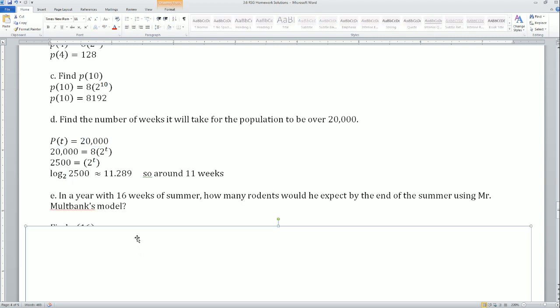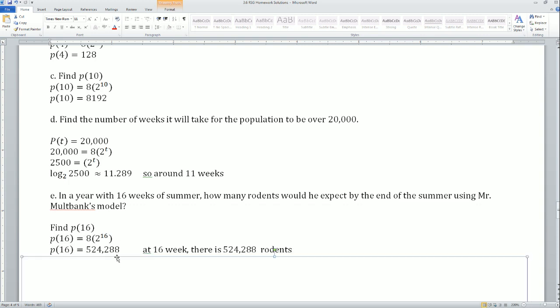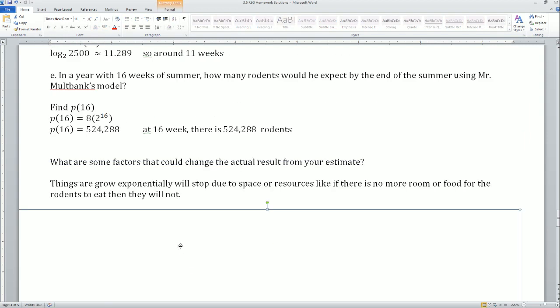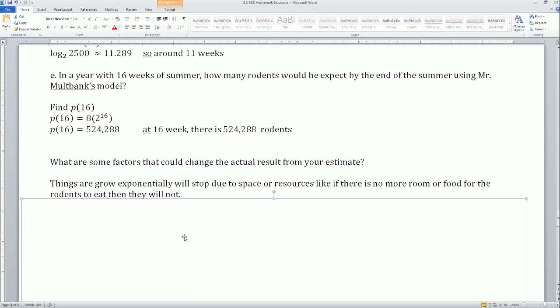Right, so that's why E asks, in a year with 16 weeks of summer, how many rodents would be expected by the end of the summer? 16 weeks. So put in t equals 16. Then you solve for it, and it is 524,288 at week 16. Alright, it says what are some factors that can change the actual results?